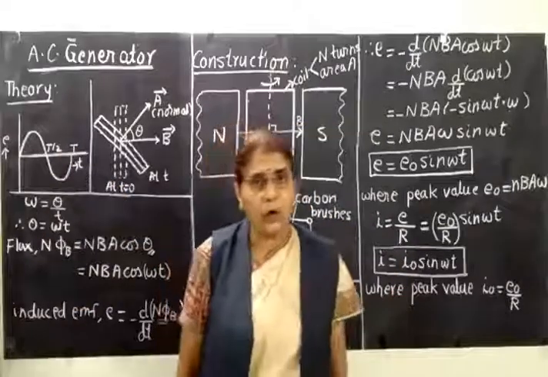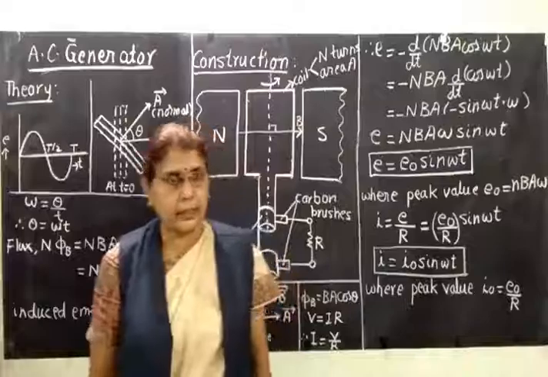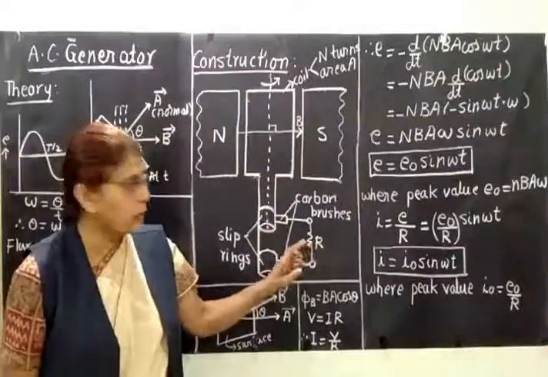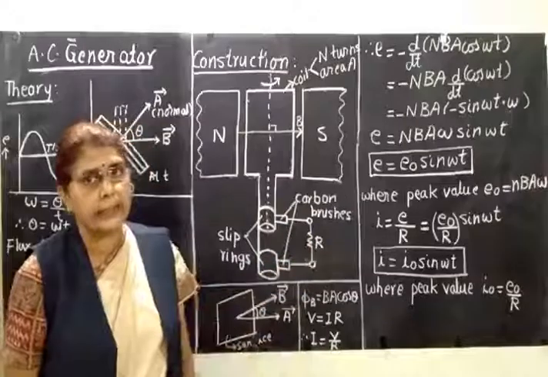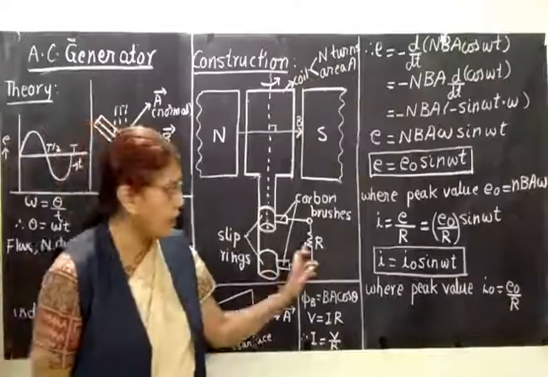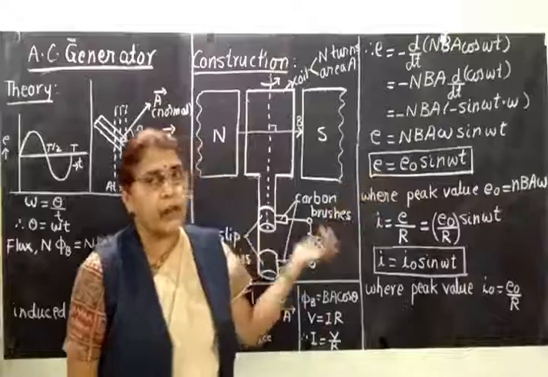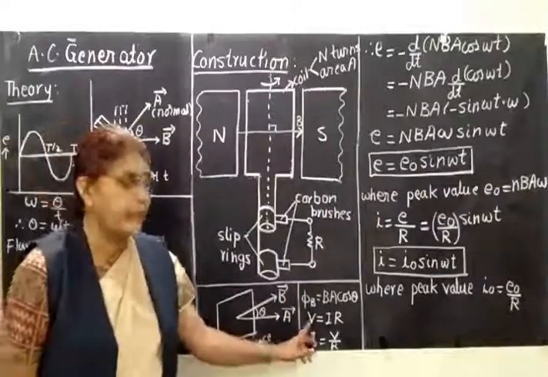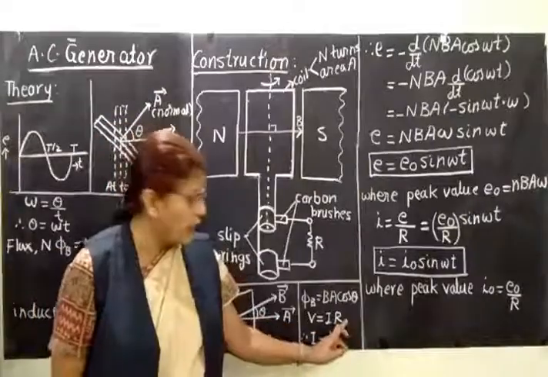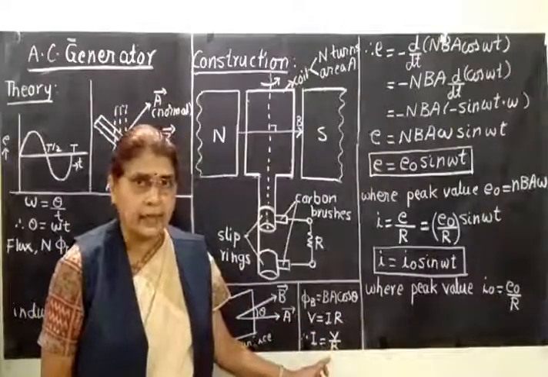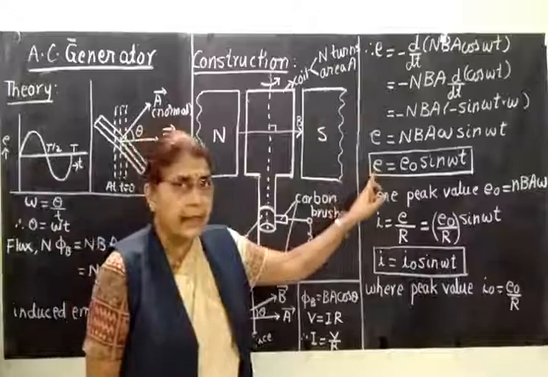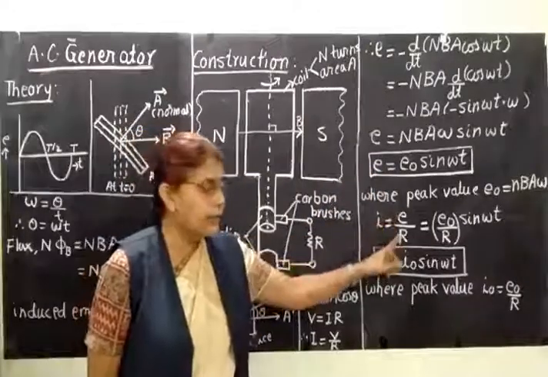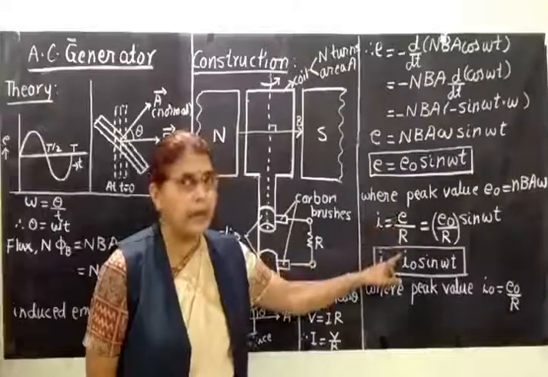Now if you want to find out what is the current induced, then what is done is you connect an external resistance R in the circuit. So between the ends of the coil you have connected the resistance R. So the voltage applied to it is E. We shall find out what is the current through the resistor. We shall make use of Ohm's law. Ohm's law is V is equal to IR. So what is I? Voltage upon resistance. So here voltage applied is E. And what is the value of current then? Current is nothing but voltage divided by resistance. It is E upon R.